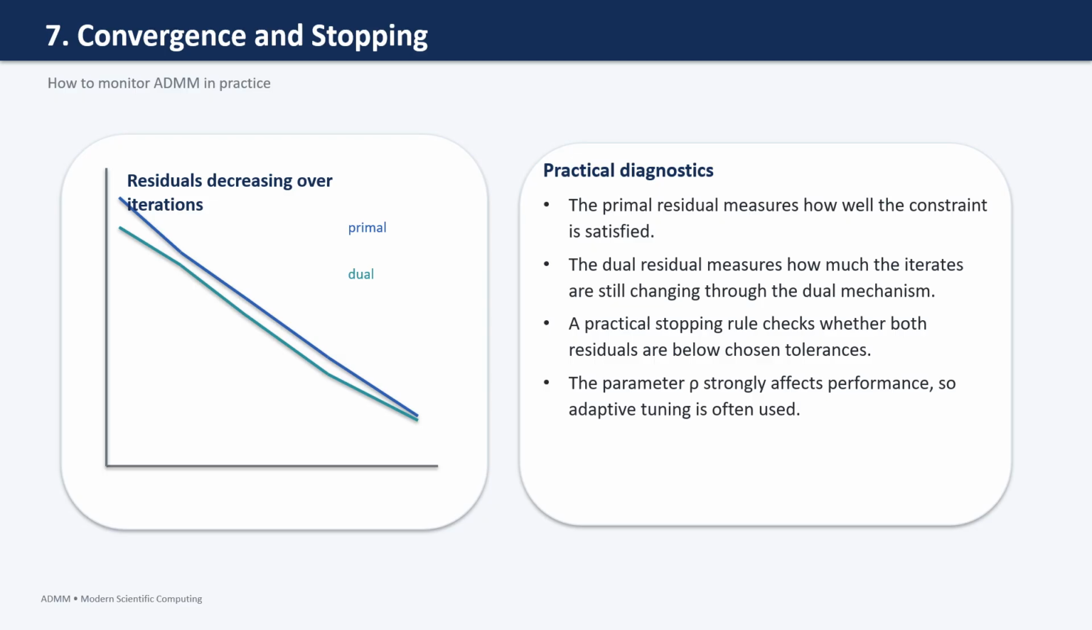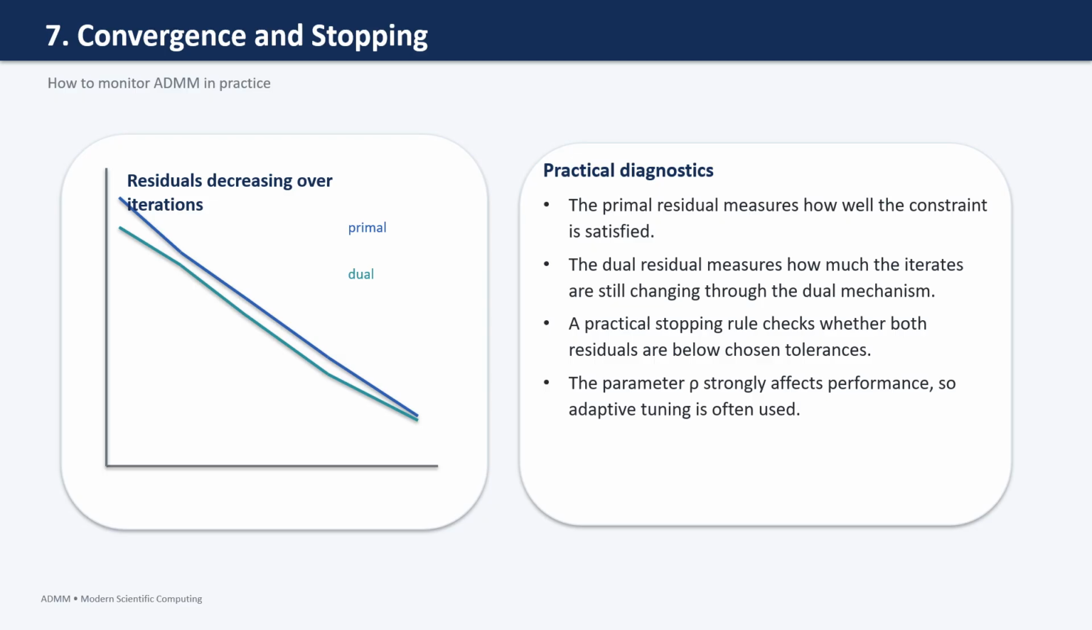The dual residual measures how much the dual feasibility condition is changing. In the common form, the dual residual is s^k = rho A^T B (z^k - z^(k-1)). This residual measures whether the algorithm is still making significant changes between iterations. So a good convergence check looks at both residuals. It is not enough to look only at the objective value, because sometimes the objective value can appear stable even when the constraint is not satisfied. You have to check both residuals.